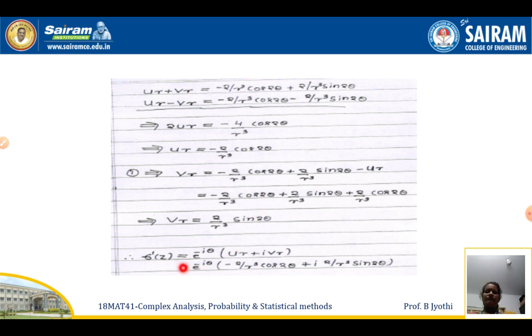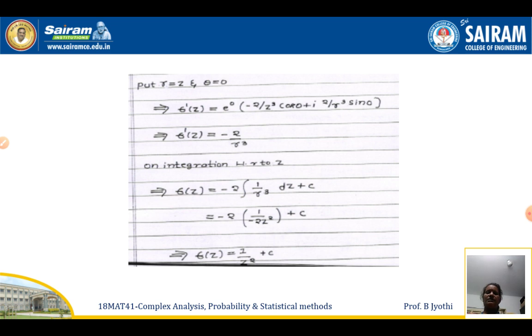We know that f'(z) is e^(−iθ)(u_r + i v_r). So e^(−iθ) into (−(2/r³) cos 2θ + i (2/r³) sin 2θ). Now let us put r = z and θ = 0. We get f'(z) is e^0 into (−(2/z³) cos 0 + i (2/z³) sin 0). That gives us −2/z³.